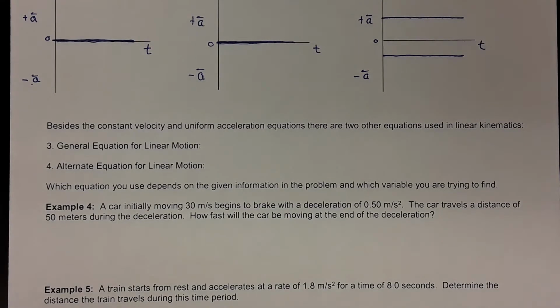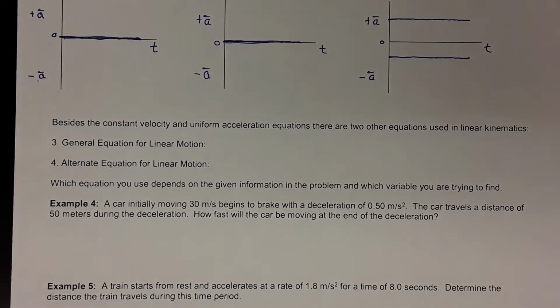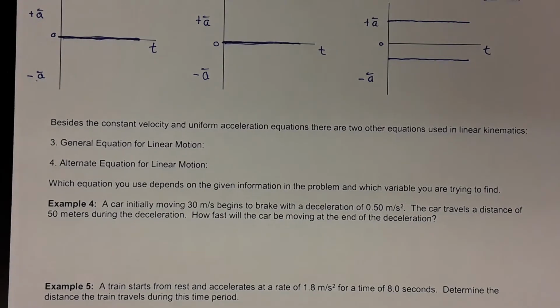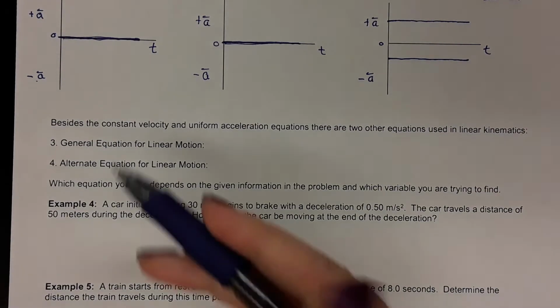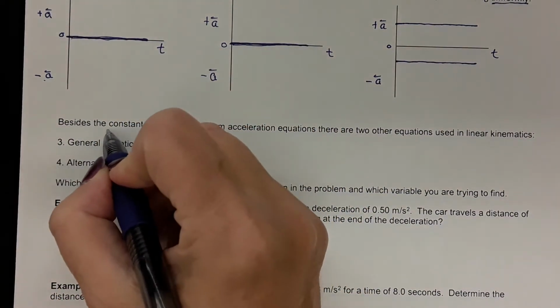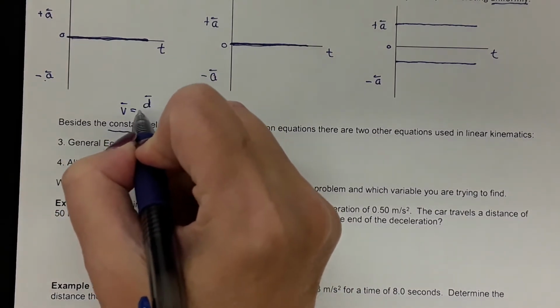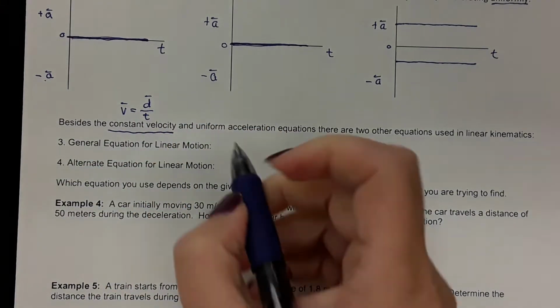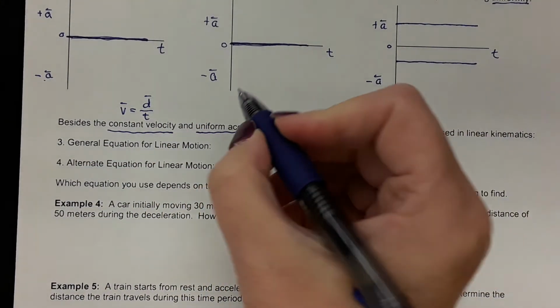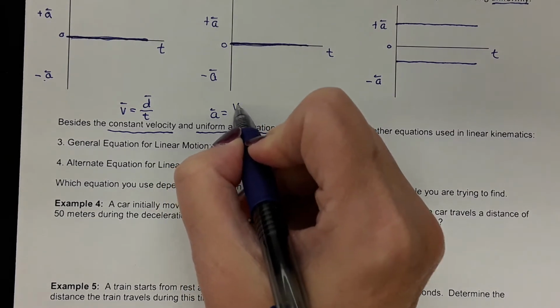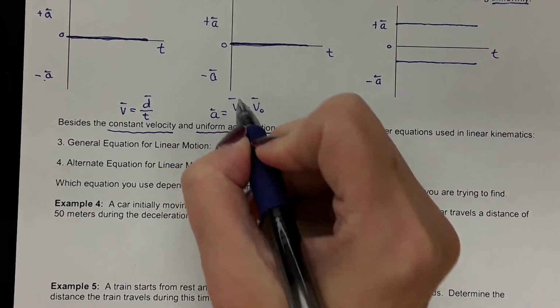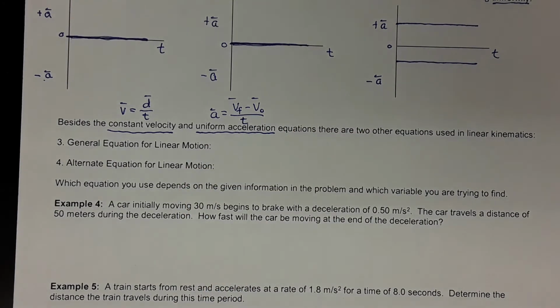Okay, so today we're going to continue with our Unit 2 notes on linear motion. We've already looked at the definition of constant velocity. Constant velocity was v equals displacement divided by time, because it's a rate. And we've already seen the definition of uniform acceleration: a equals v_f minus v_o over t. Both are vector formulas.